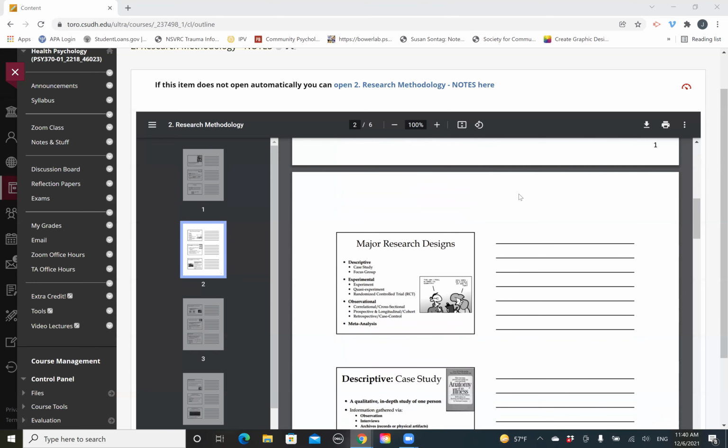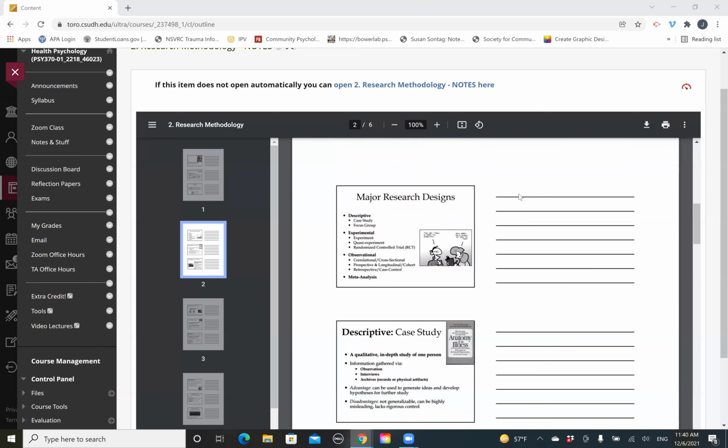So there are several different kinds of research designs. We're going to go through 4 groups of them. What we'll start with is the descriptive, and these are going to be case studies, focus groups. The second is experimental: experiment, quasi-experiment, randomized controlled trial. Then observational is going to be correlational, cross-sectional, prospective and longitudinal or cohort, retrospective case control. And then number 4 is meta-analysis.